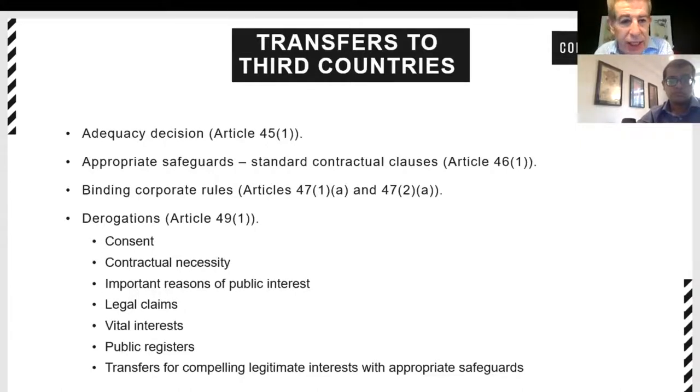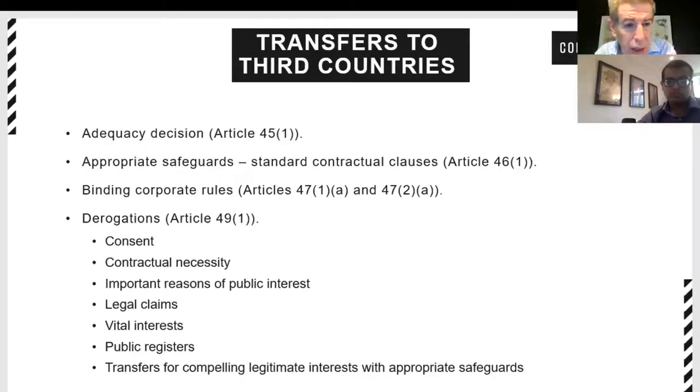And secondly, there are two relevant derogations under Article 49 where there is a contractual necessity. It's either because the transfer is necessary for the performance of the contract between the data subject and the controller, or the implementation of pre-contractual measures taken at the data subject's request, or where the transfer is necessary for the conclusion or performance of a contract concluded in the interest of the data subject between the controller and another natural or legal person. So if you're going to utilize contractual necessity, you need to look very carefully at whether the circumstances fit within this derogation.